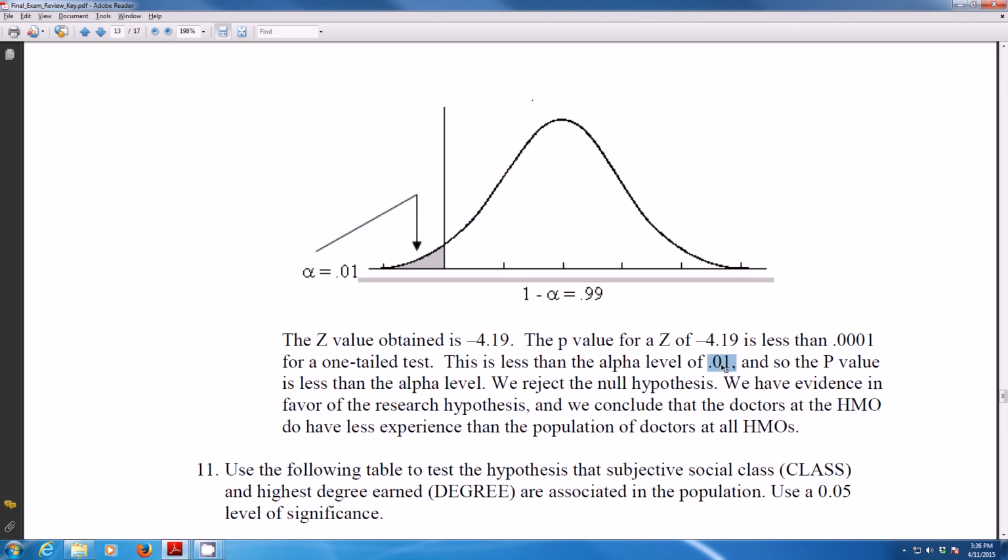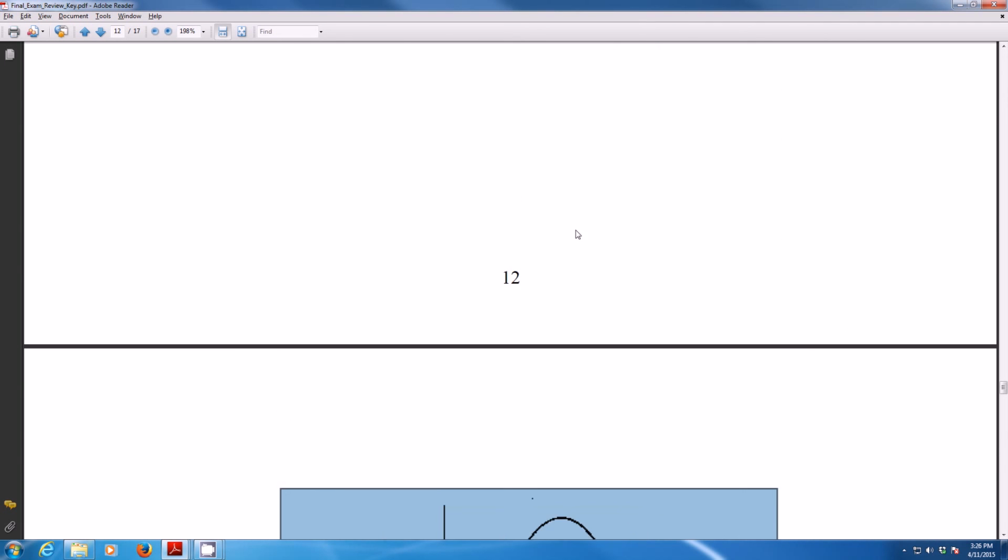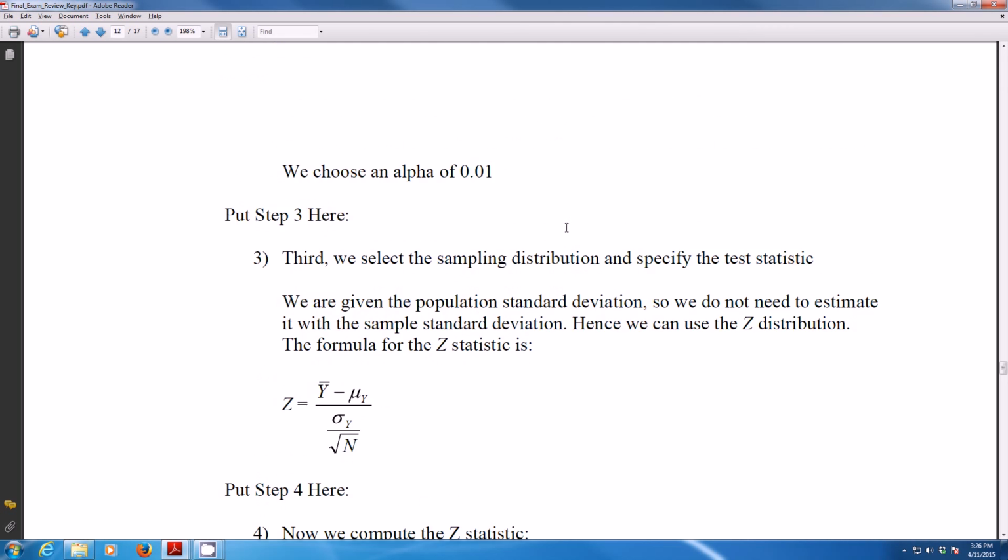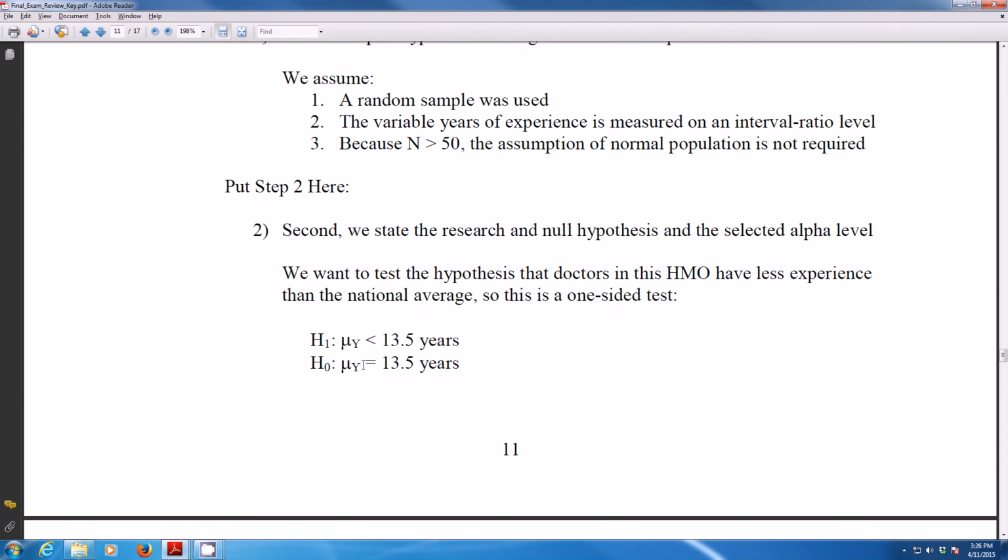And so let's go back to our hypotheses. That basically means that we can reject our null hypothesis that the mean for the Western state HMOs is equal to the average of all HMOs throughout the entire nation. And we have more evidence for our research hypothesis in this case, that the actual value of the average for the Western state HMOs is less than the average value for all state HMOs. So it's going to be less than 13.5, and that's the answer to this question.